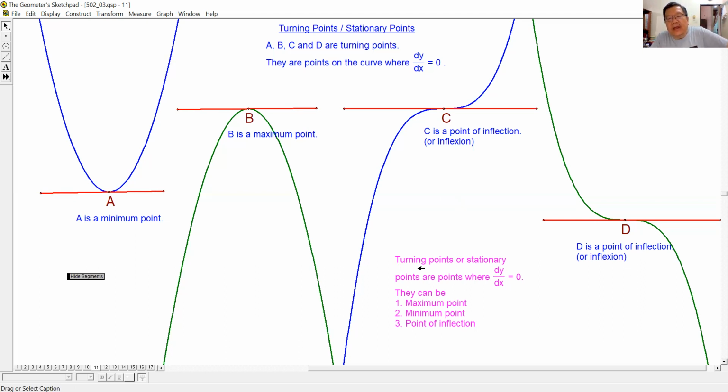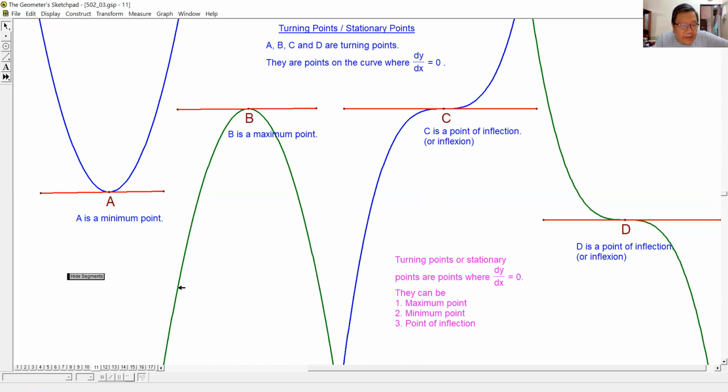Okay, then these turning points are also known as stationary points. There are three types of stationary point. Now you see this curve, they go down, then they start to turn up again. So this turning point here is called the minimum point.